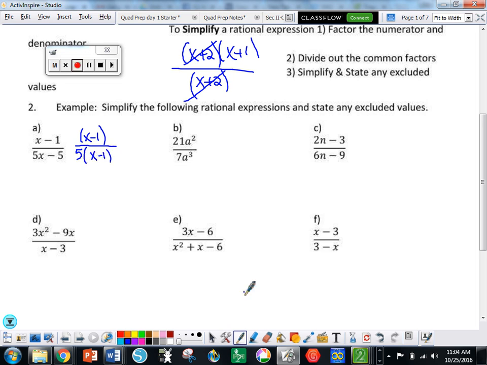Now stop. I think actually this should be step 1B. Because what's going to happen here, don't write this part down yet, is you're going to have something on top cancel with something on bottom, right? If I were to simplify that, my final answer would be 1/5. And looking at the 1/5, is there any x's? No, so just looking at this, there's no excluded values. But you have to list your excluded values based on the problem.